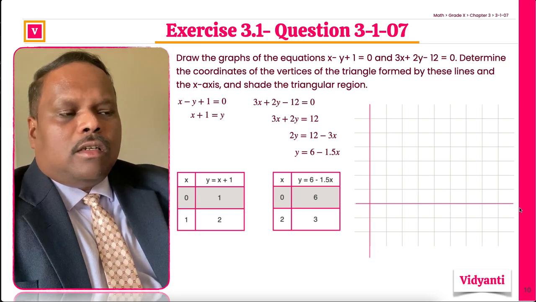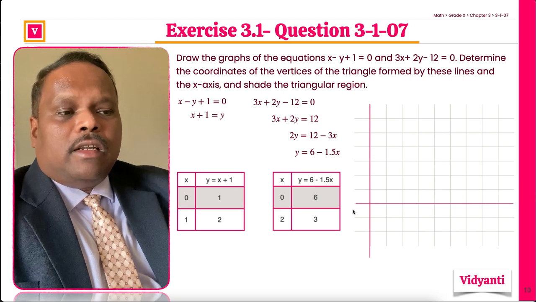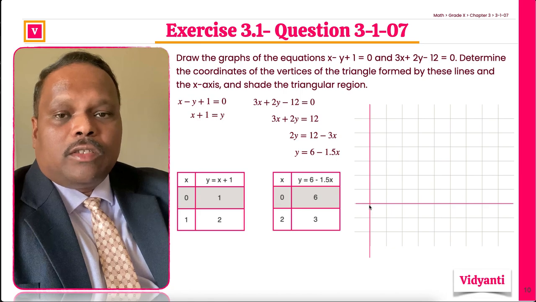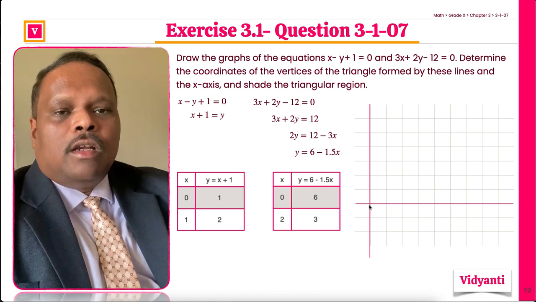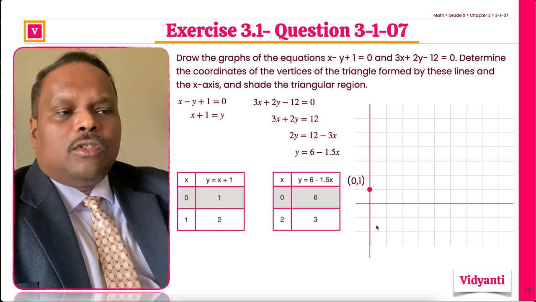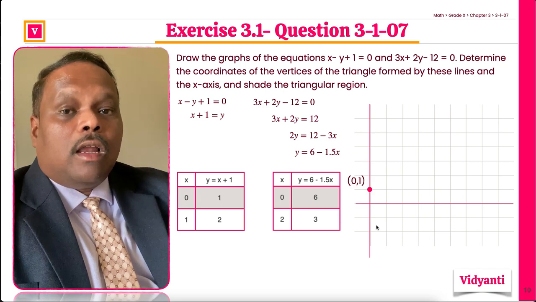The x-axis is horizontal, which is positive on the right side, negative on the left side. The y-axis is positive upwards, negative downwards. Their intersection point is the origin. (0, 0) starts from here. For (0, 1), that means you don't have to move anything along the x-axis, but you have to move 1 along the y-axis. So (0, 1) will be here along the y-axis.